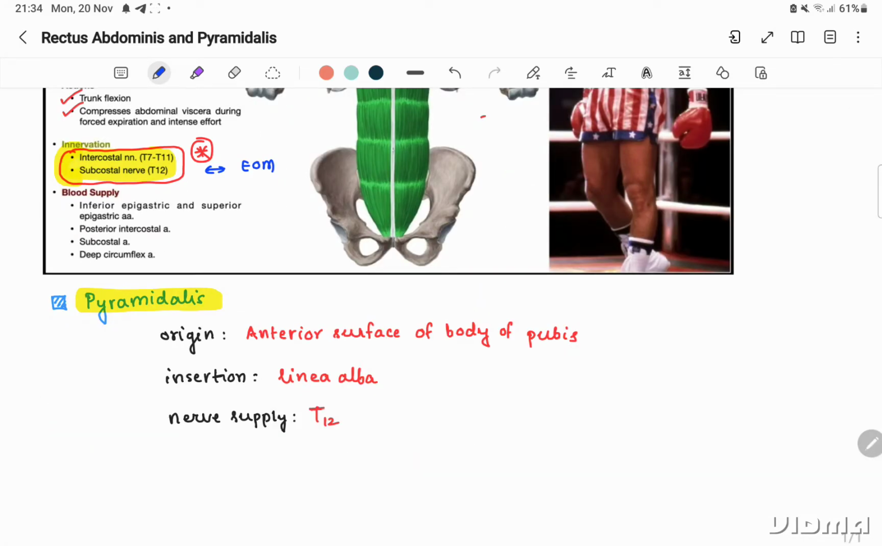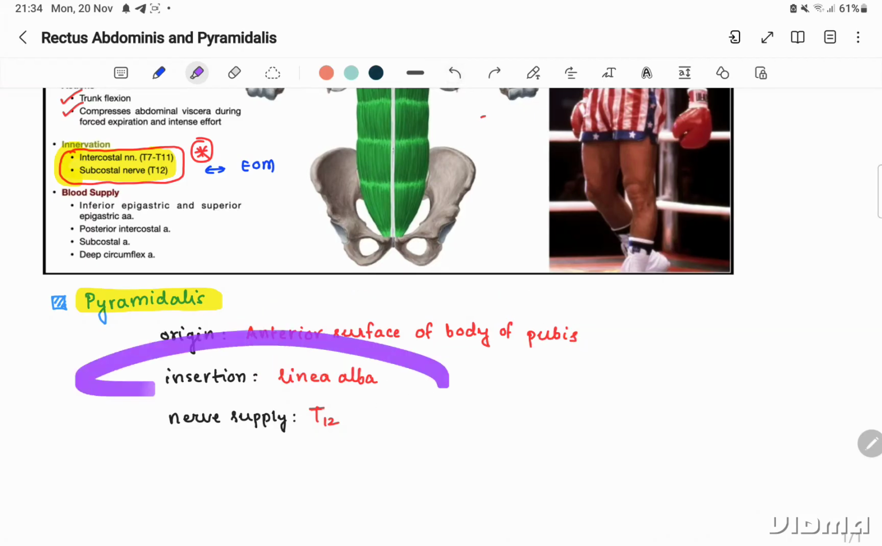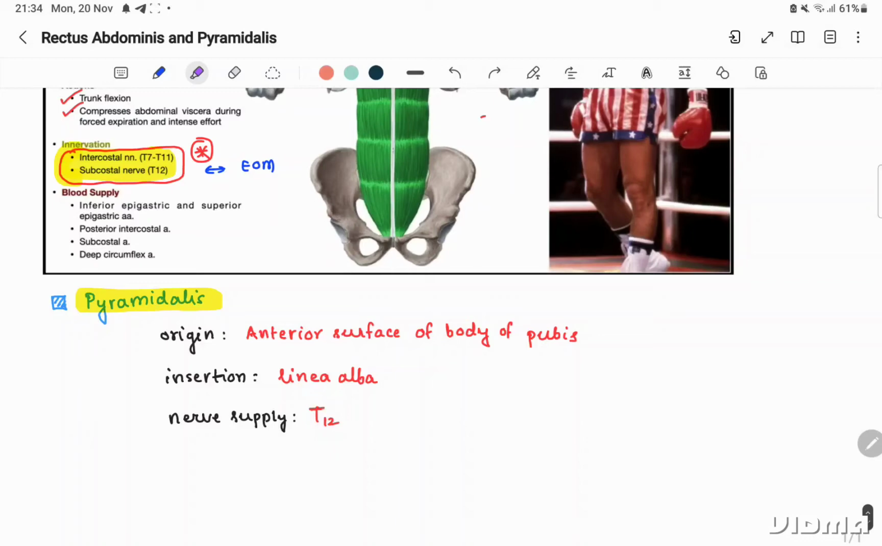Let's talk about the pyramidalis muscle. The pyramidalis originates from the anterior surface of the body of the pubis and inserts into the linea alba. We talked about that. The linea alba gives insertion to the pyramidalis, and its nerve supply is the T12 nerve. Okay, so we are done with the rectus abdominis and the pyramidalis.